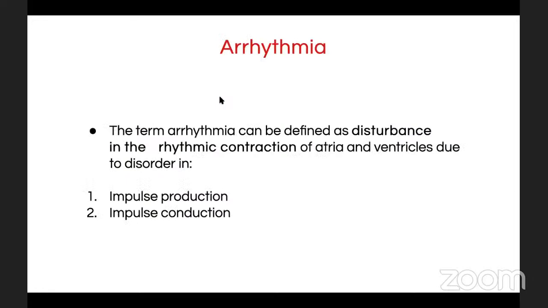أوكي طيب arrhythmia وش هو الأريثميا؟ يقول لكم the term arrhythmia can be defined as disturbance in the rhythmic contraction of atria and ventricles due to disorder. إيش المشاكل في الأريثميا؟ يعني يكون في مشكلة في الإمبلس برودكشن، يعني البرودكشن حقت الإمبلسز فيها مشكلة، أو توصيلها الكوندكشن فيها مشكلة، فراح يطلع لنا أريثميا.